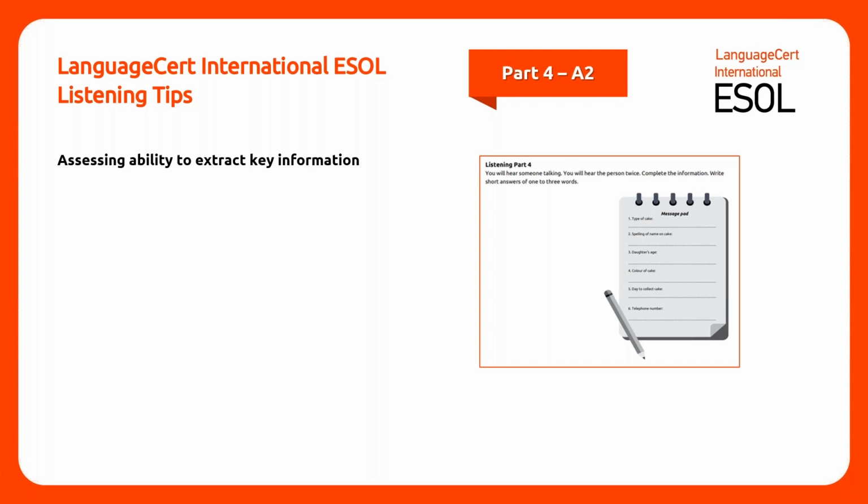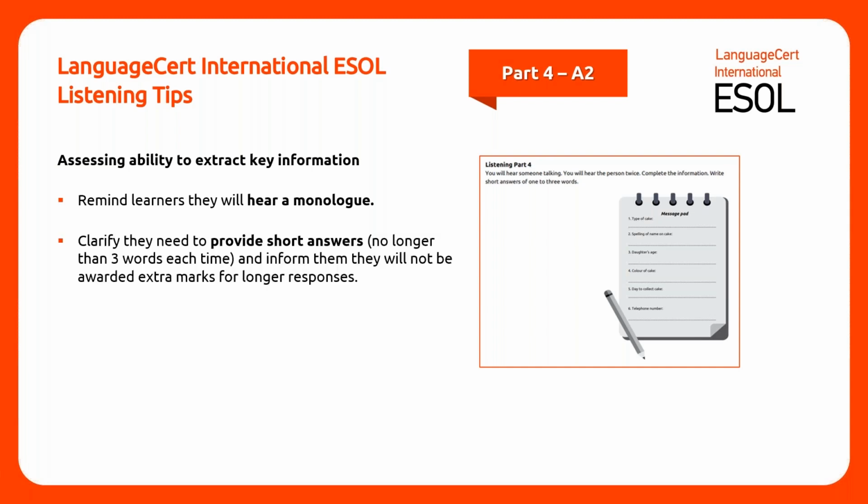To A2 level learners only, remind learners they will need to hear a monologue. Clarify they need to provide short answers, no longer than 3 words each time, and inform them they will not be awarded extra marks for longer responses.